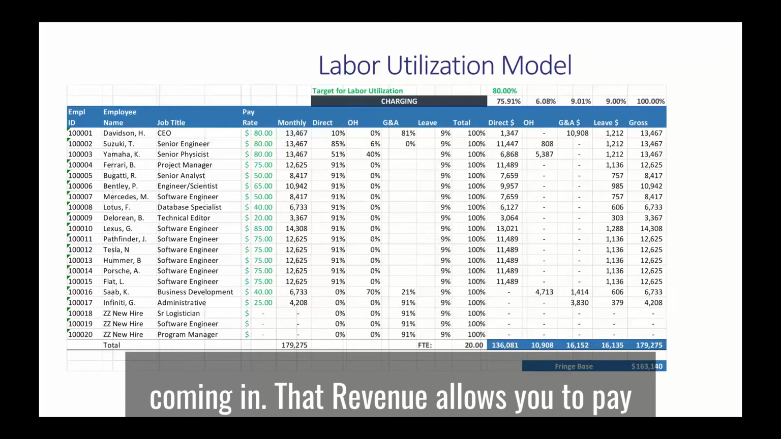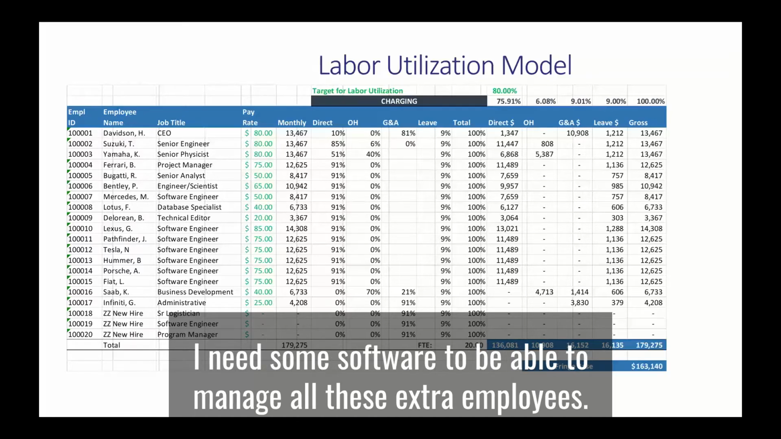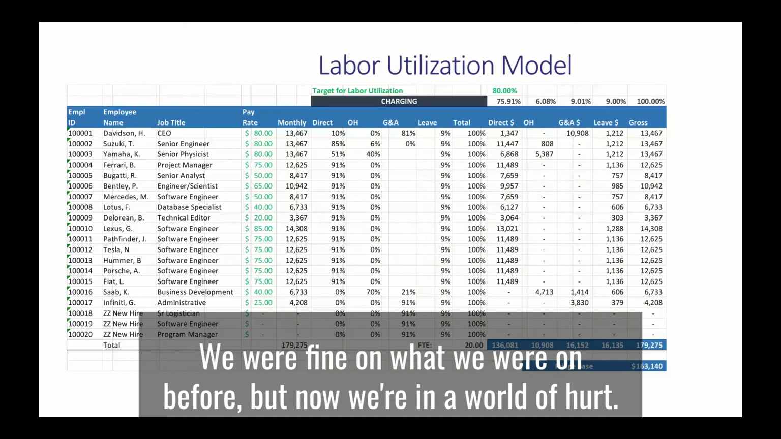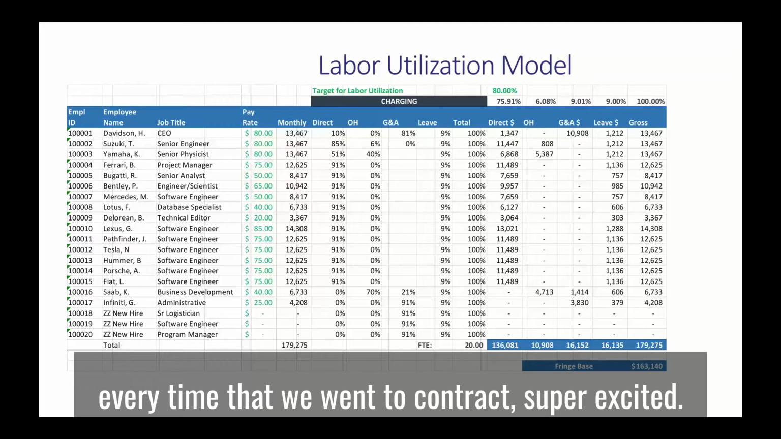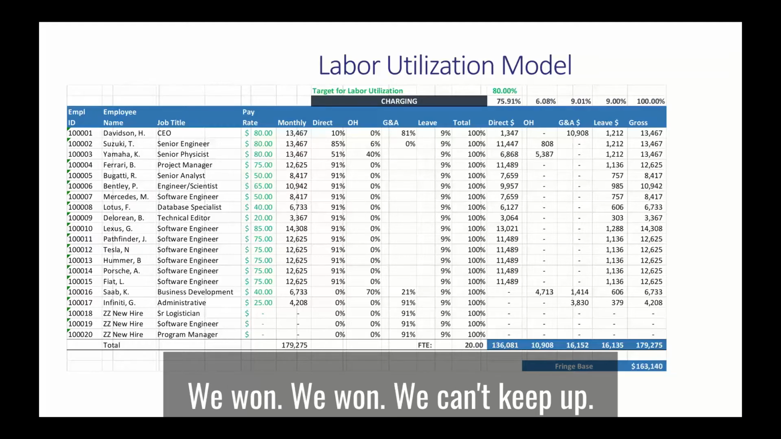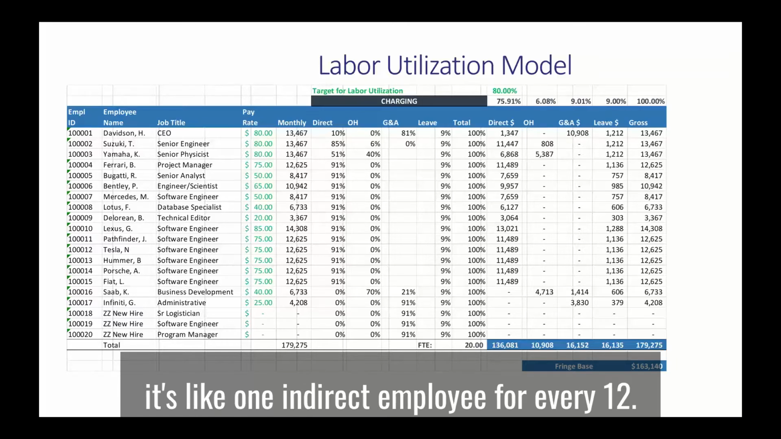That revenue allows you to pay for it when somebody comes screaming down the hall to the boss and says, I need some software to be able to manage all these extra employees. We were fine on what we were on before, but now we're in a world of hurt. Can you spend some money? So imagine how many people are running down the hall to the CEO every time that you win a contract, super excited. We won, we won. We can't keep up.